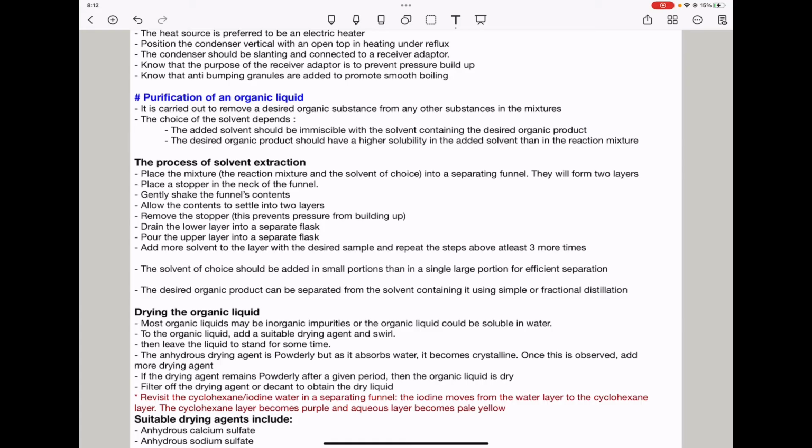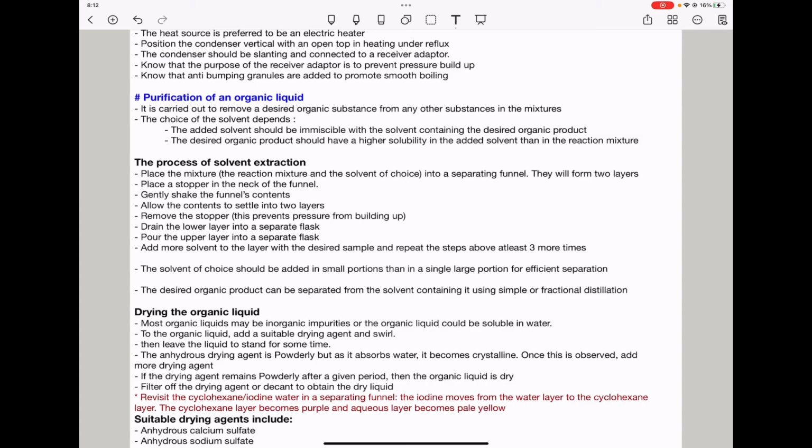You need to place the mixture, meaning the reaction mixture and the solvent of choice, in a separating funnel, and they will form 2 layers, and then place a stopper in the neck of the funnel. Gently shake the funnel's contents and allow the contents to settle into 2 layers. Remove the stopper. This is going to prevent buildup of pressure, and then drain the lower layer into a separate flask and pour the upper layer into a separate flask.